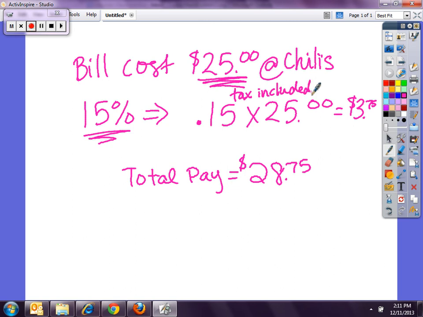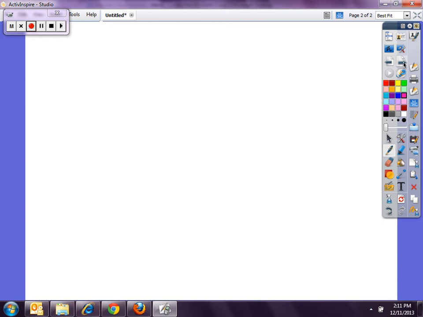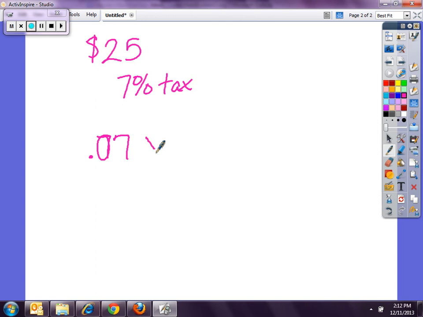Okay? So now let's use the same problem, $25, and say that I have a 7% tip, or tax, I'm sorry, 7% tax. I do the same thing I did before. Is it 0.7? No, it's 0.07. 0.7 would be 70%. I almost made a big mistake. So 0.07 times $25. Now, this is going to tell you how much you are going to pay in tax. So that's $1.75.